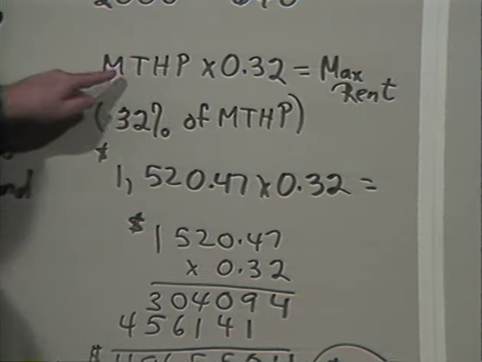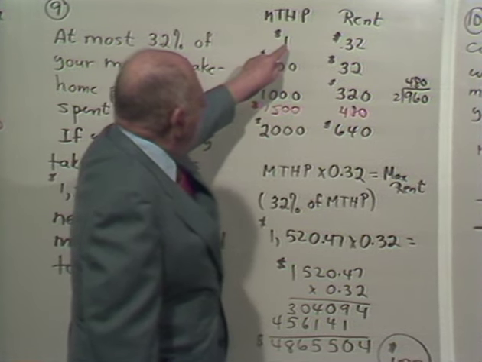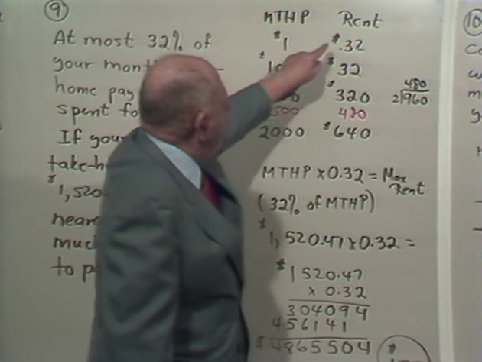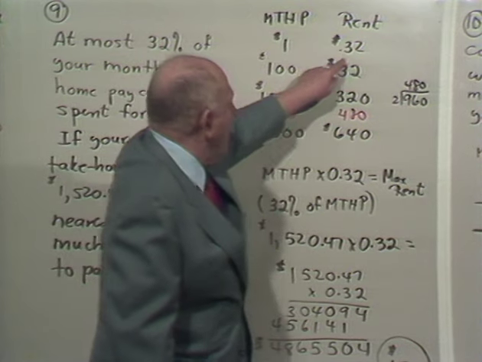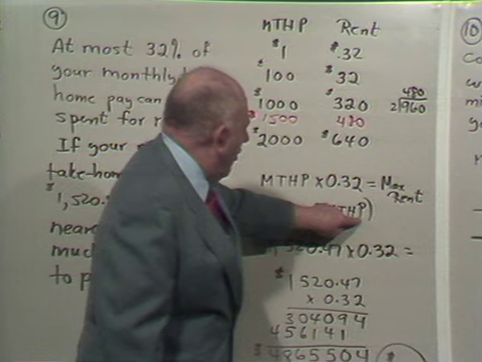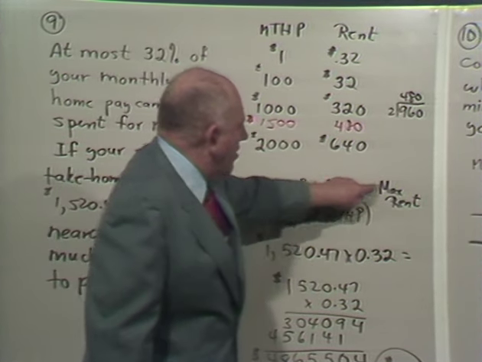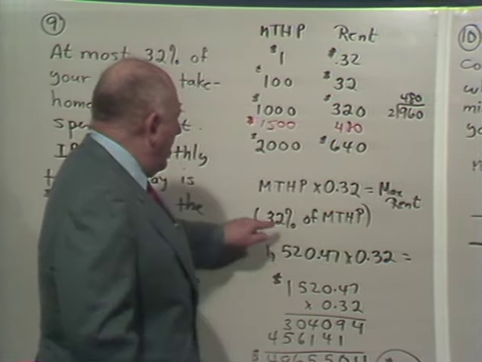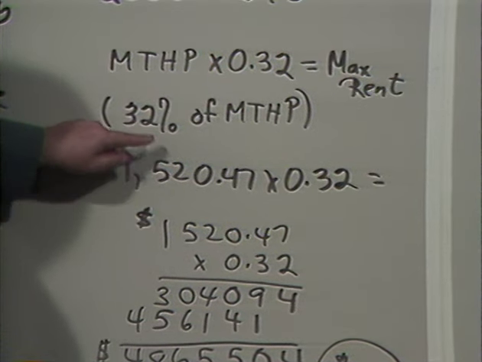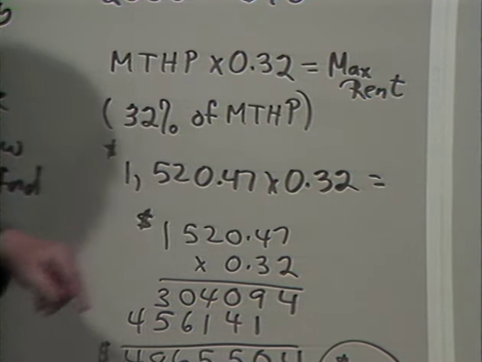Anyway, let's see if we can figure out what's happening from this chart. What this chart says is, every dollar that you make, 32 cents of it can go into rent. In other words, what are you saying over here? 32% of your monthly take-home pay. 32 cents times the number of dollars that you make is the maximum amount you can pay for rent. See, 32% is 0.32. Then the amount you're given here is $1,520.47. And now how do you find the maximum rent? Just multiply these two numbers.